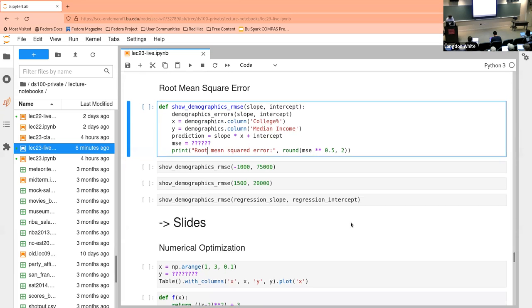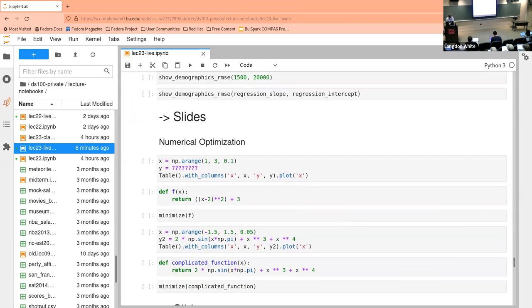I think I must have copied this block over twice. Okay. So numerical optimization. This was not a good question here.